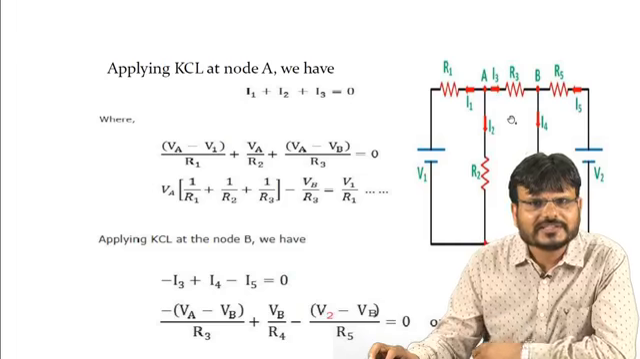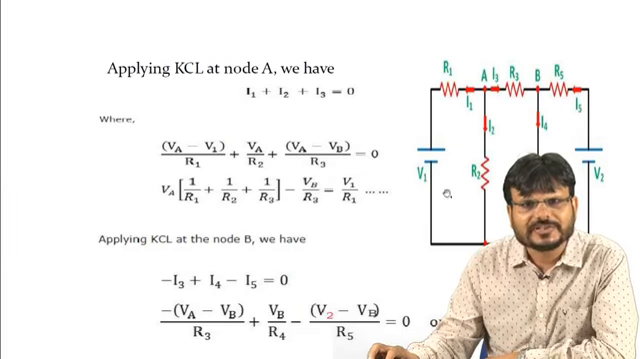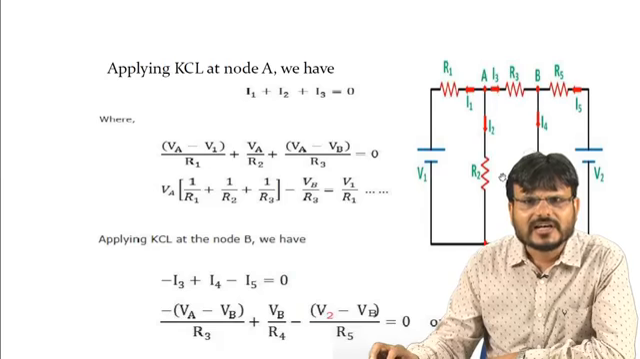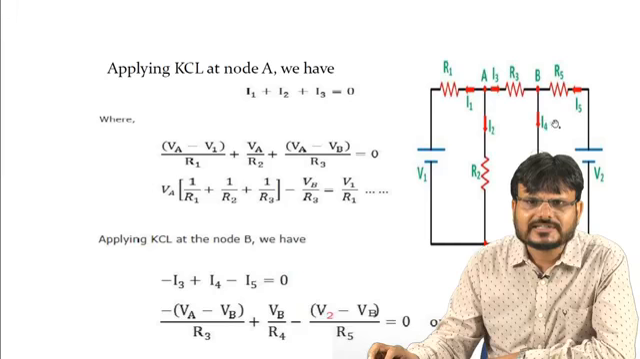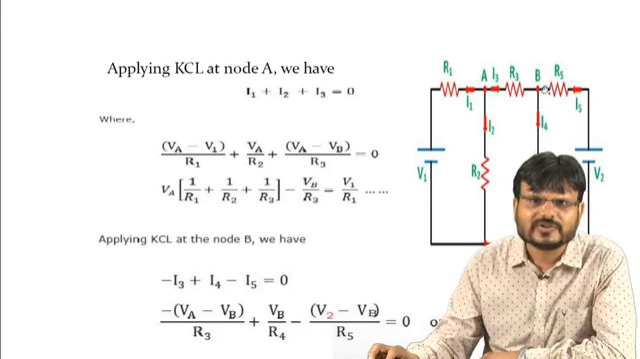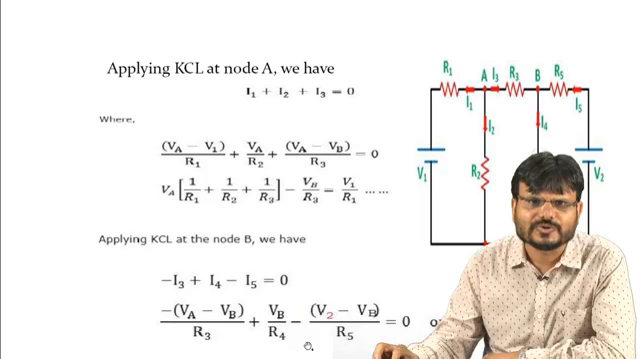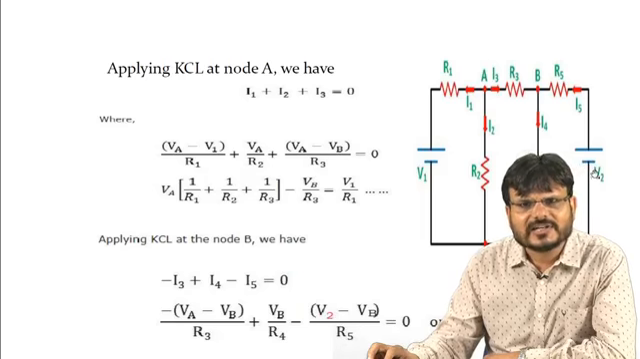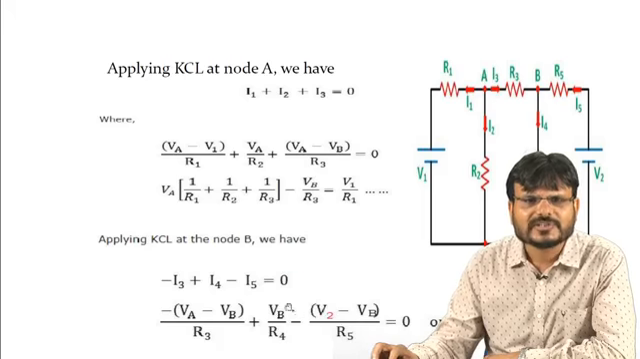And what will be the value of I3? Because current is flowing from A to B, I3 can be written as VA minus VB upon R3. I4 current is flowing from node B to node D, which is the reference node, or you can say 0 voltage. So I4 is VB divided by resistance R4. And I5 is the current flowing from this voltage source V2 to node B, so I5 can be written as V2 minus VB upon R5. Just put the values of I3, I4 and I5 in this equation.